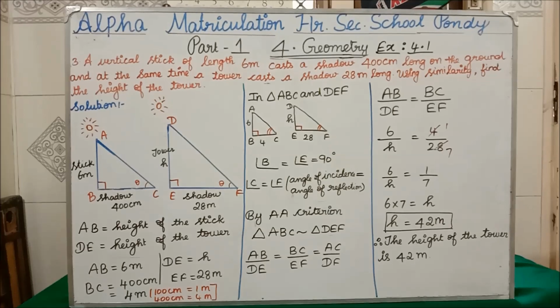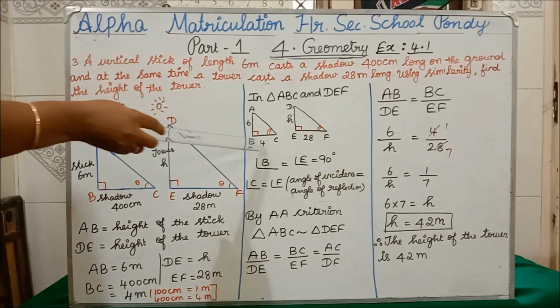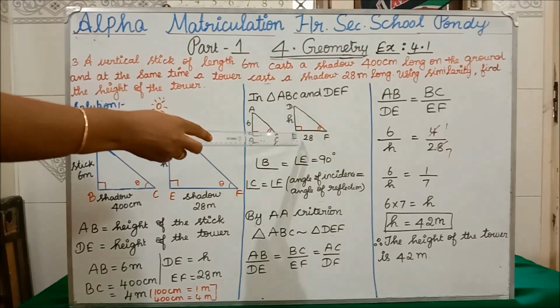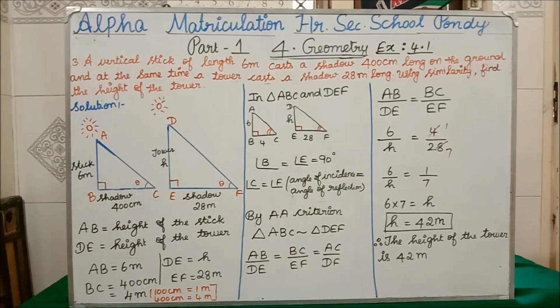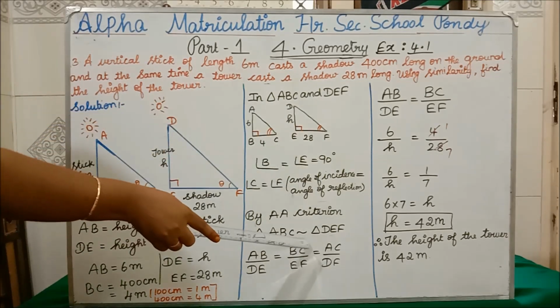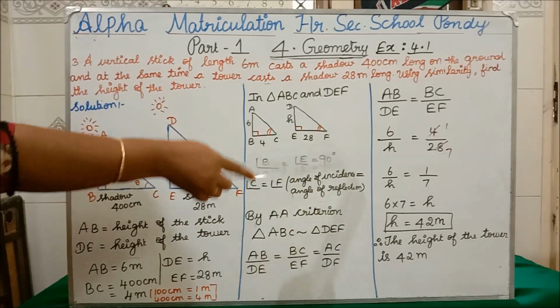So, by what criteria will it come? It will come by AA criteria. The AA criteria says, if two angles of one triangle are respectively equal to two angles of another triangle, then the two triangles are similar. So we can write triangle ABC is similar to triangle DEF.